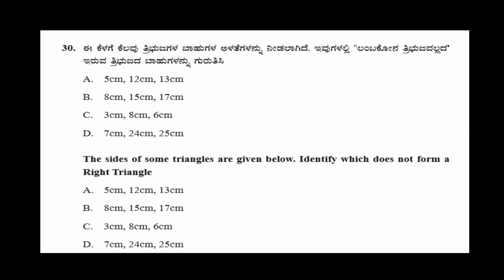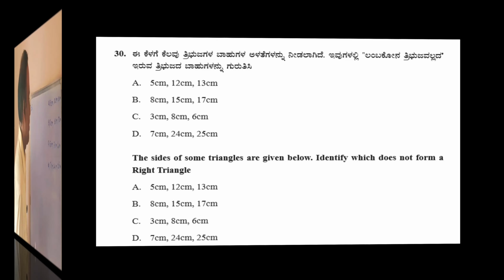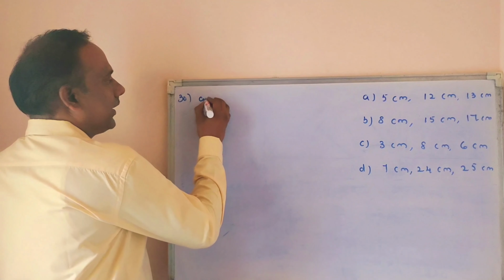In this question, the question is which does not form a right angle triangle with the given sides. Right angle triangle means the condition is the square of the hypotenuse is equal to the sum of the squares of the other two sides. And the hypotenuse is the longest side. Here we can go by the options and check the condition. First of all, we go by option A.